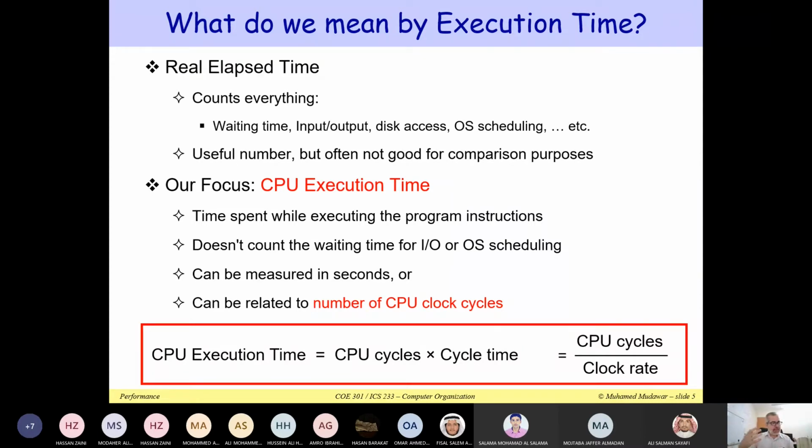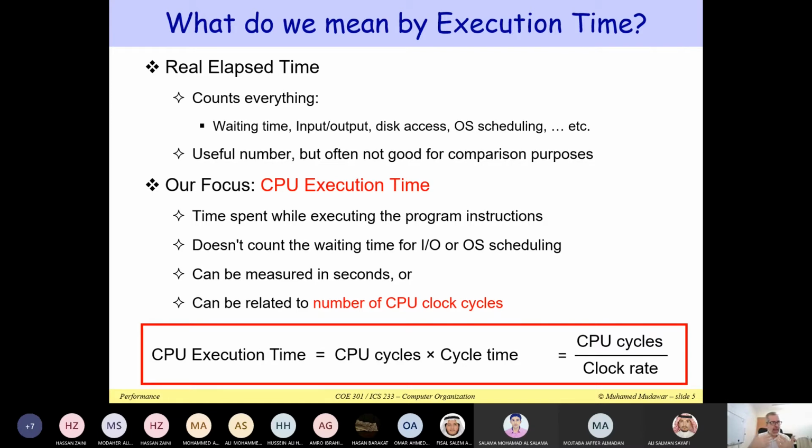Now this is very useful, but it's not really good if you would like to compare two different CPUs. For this reason, we're going to focus here on the CPU execution time. So we'll not take into account the waiting time or the input output, because this is related to I/O and not to the CPU. If I would like to compare two different CPUs, I really would like to focus on the CPU execution time. It's not related to the operating system scheduling, because that is just the OS itself.